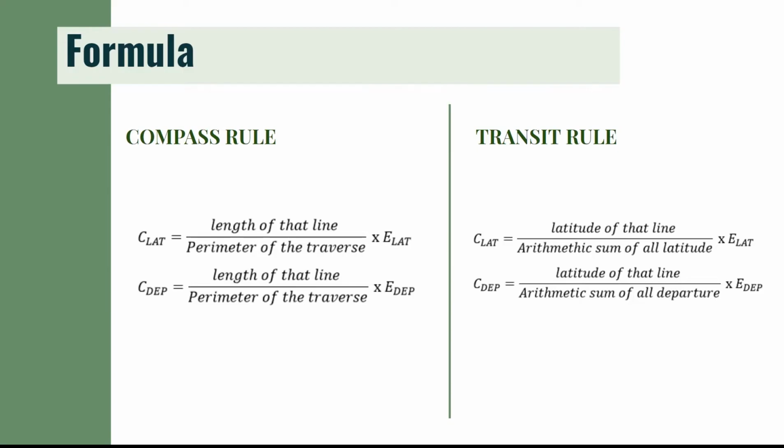For the formula of the transit rule, for the latitude, we have the correction of latitude of any line is equal to the latitude of that line over the arithmetic sum of all the latitude times the error of latitude. For departure, we have correction of departure of any line is equal to latitude of that line over arithmetic sum of all departure times the error of departure.